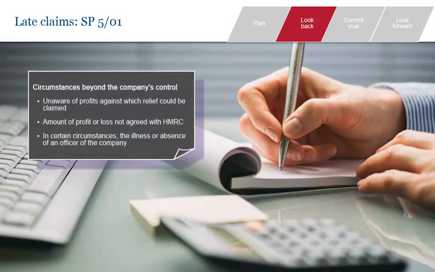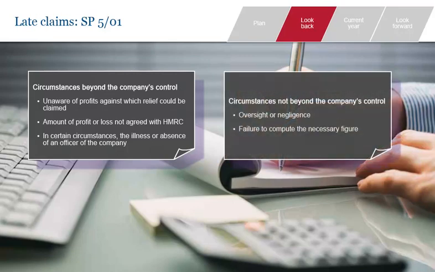HMRC have a discretionary power to accept many types of late claims and elections. The procedure for making a late claim is set out in a statement of practice. It is stated that HMRC will accept a late claim where the claim was not made in time due to circumstances beyond the company's control. Some examples are given of circumstances considered to be beyond and those not beyond the company's control, and these are summarised on the slide. Do not lose heart where a claim is made late due to circumstances that are not beyond the company's control. HMRC will still accept a late claim in these circumstances where, and this is a quote from HMRC's guidance, it would clearly be unreasonable to refuse it.